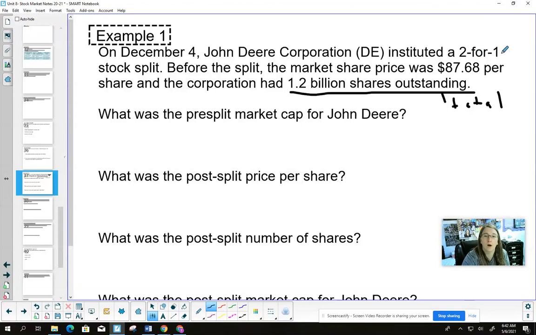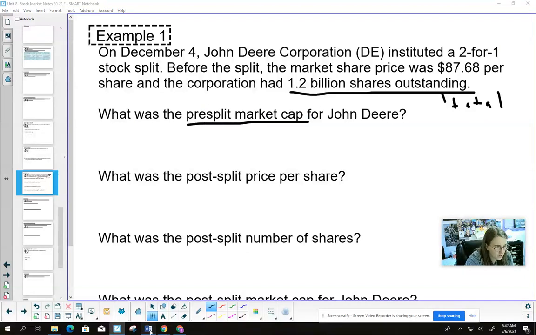Now, it says 2-for-1. You've seen this at the store probably, right? 2-for-1 means you get 2 for the price of 1. So this is going to create more stocks because for every 1 stock, now there will be 2. So again, it's like going to Costco and they say, oh, here's your 1 slice of pizza, but it's actually 2 slices. Yeah, that's what's going to happen here. Let's go ahead and look at these questions. What was the pre-split market cap for John Deere?